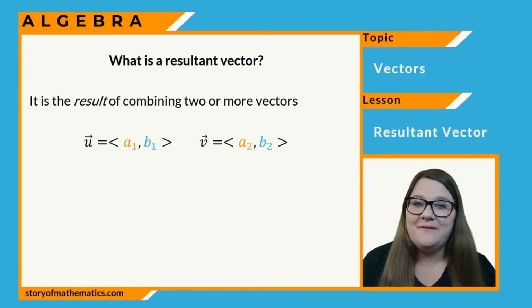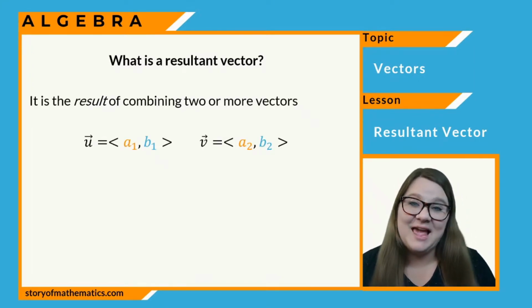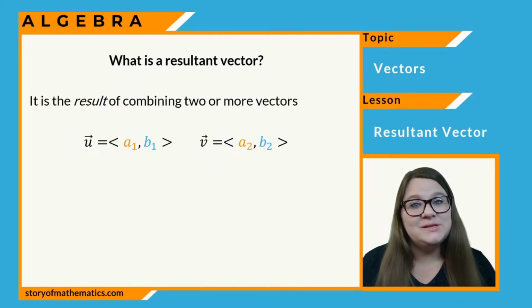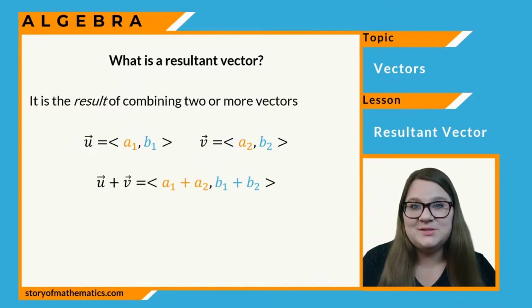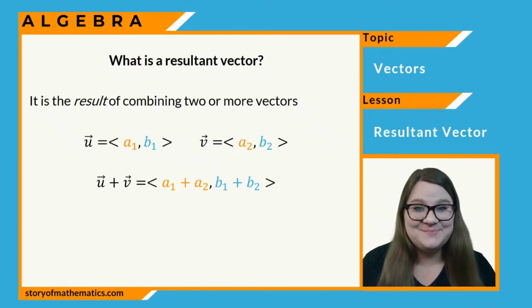So let's say you have vector u, which is made up of a1, b1, and a vector v, which is made up of a2, b2. Then the resultant vector is going to be the sum of those two vectors: a1 plus a2, b1 plus b2.